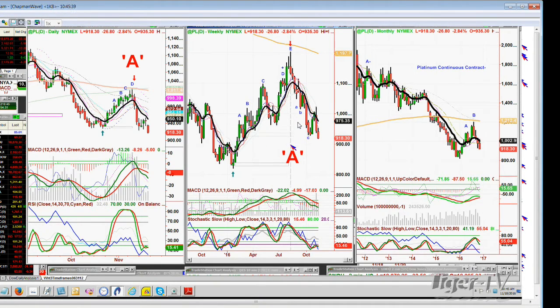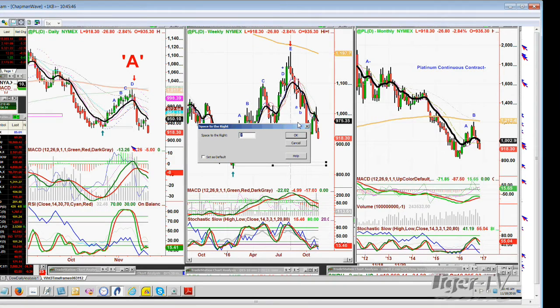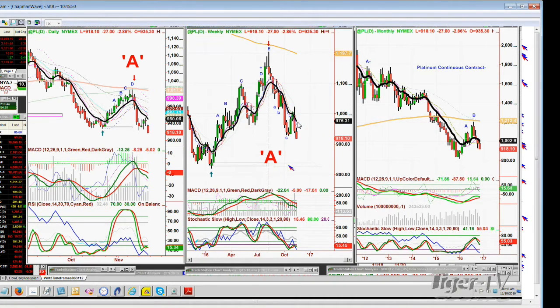now I'm going to move this to the right. I need to put more bars in there. So space to the right. Let's go 18 just for now. And then we'll do this. And I'm just going to do this because I would normally not go that far out because that goes to 2017.